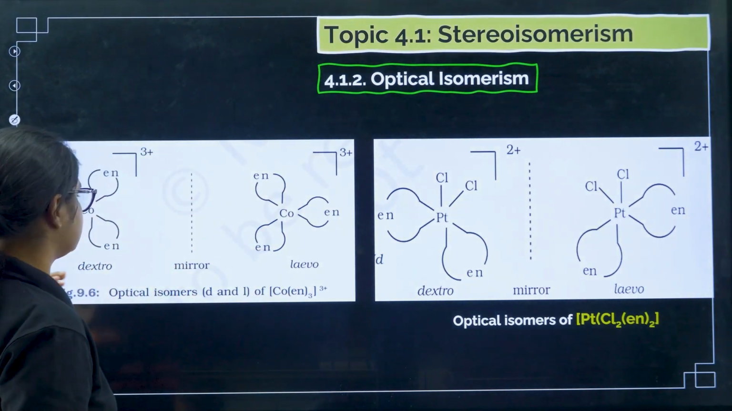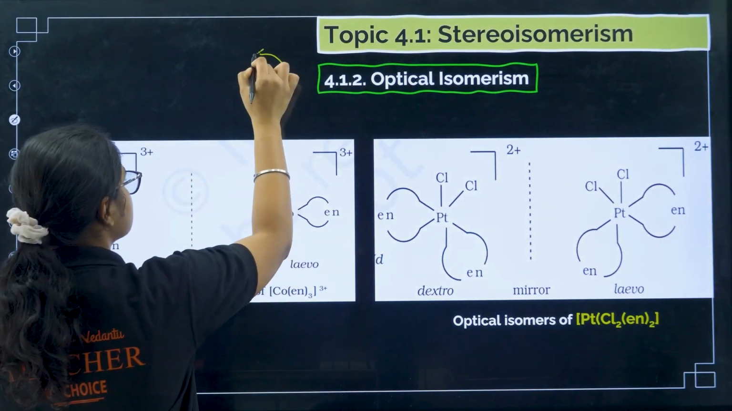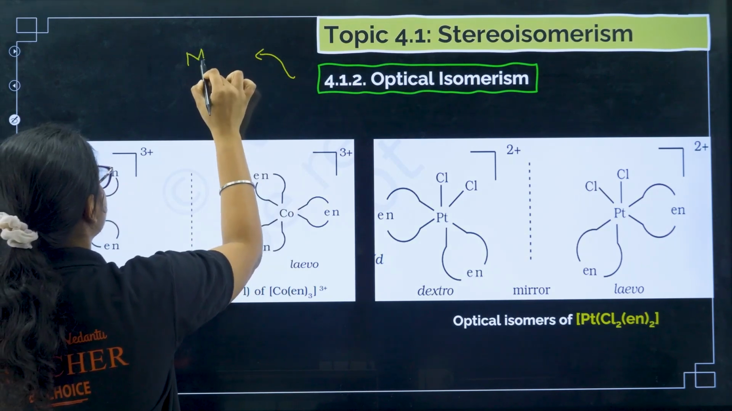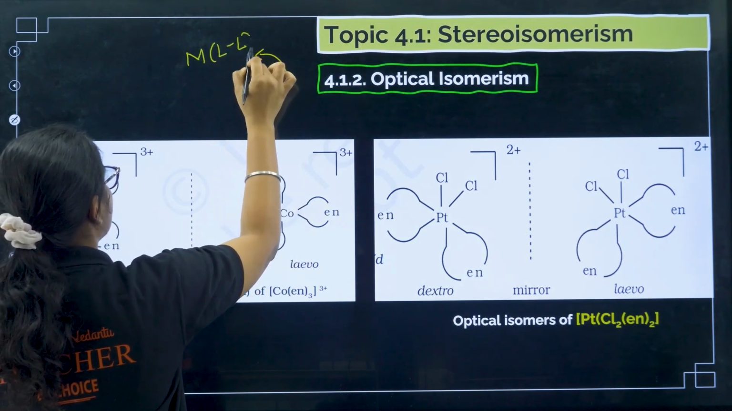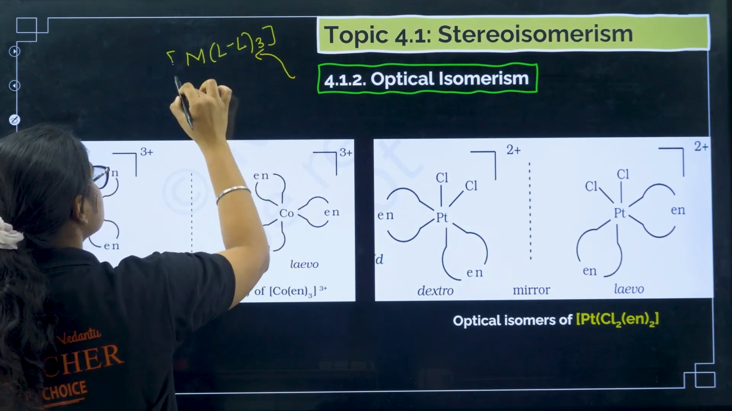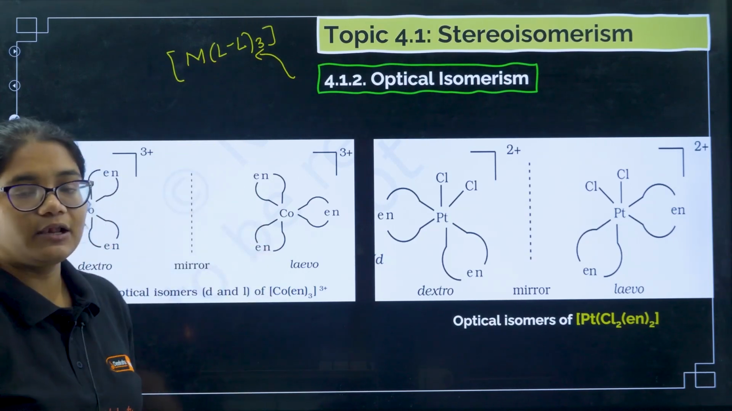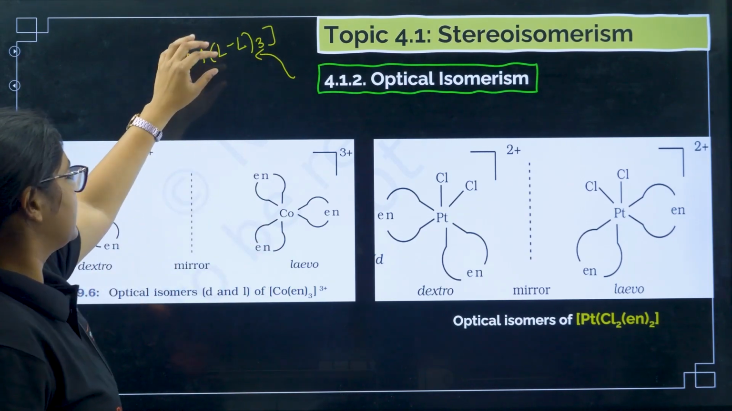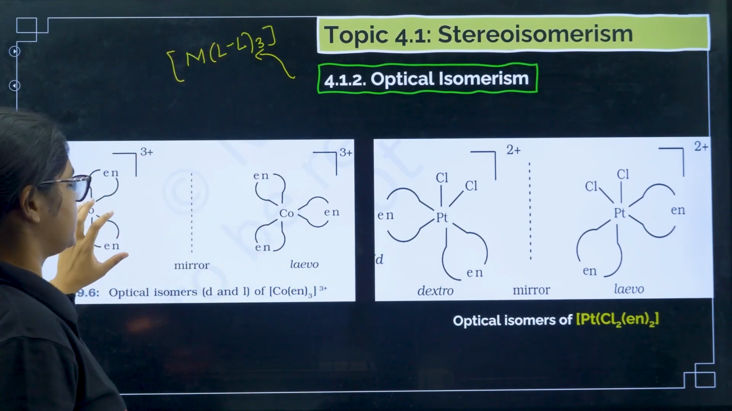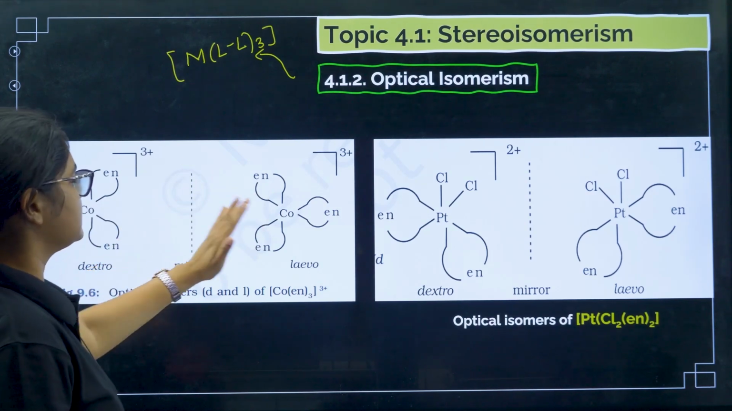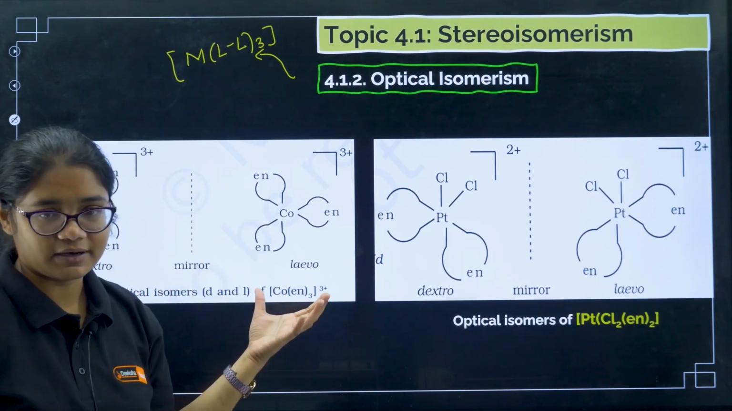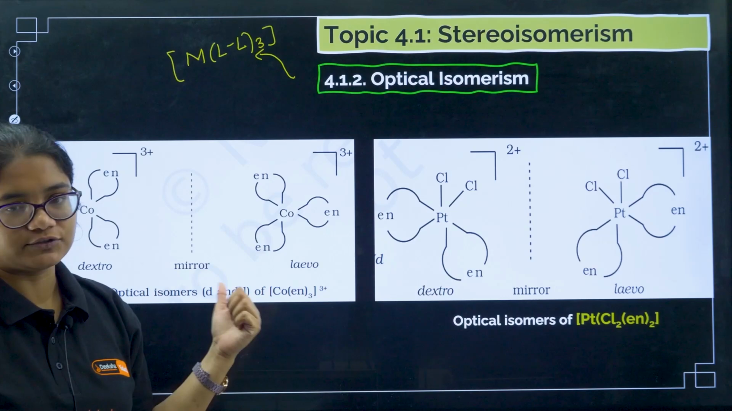Okay. Next, we'll move to optical isomerism. In our syllabus, we get this type of optical isomerism from ligands of this type, M(LL)3. Okay, M(LL)3. That means we have a structure like this and its mirror image. You can see these are non-superimposable mirror images, so they will show isomerism.